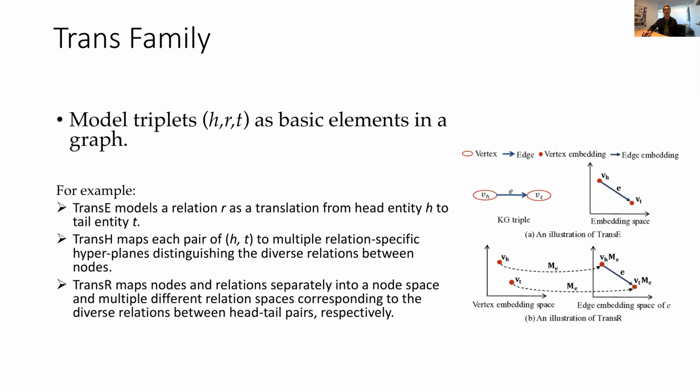TransH maps each pair of head and tail to multiple relation-specific hyperplanes, distinguishing the diverse relationships between nodes. While TransR maps the nodes and the relation separately into a node space and multiple different relation spaces, corresponding to the diverse relations between head-tail pairs respectively.